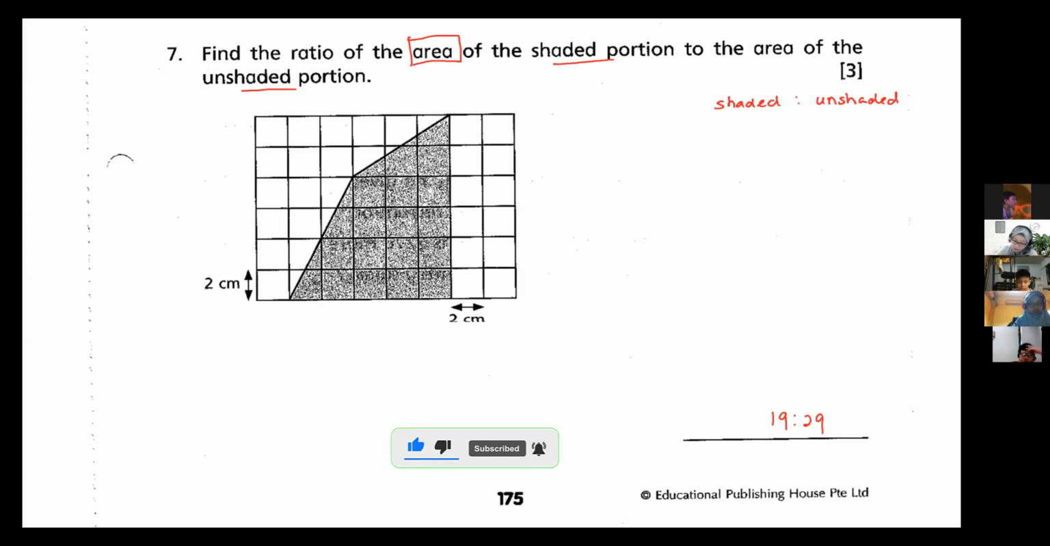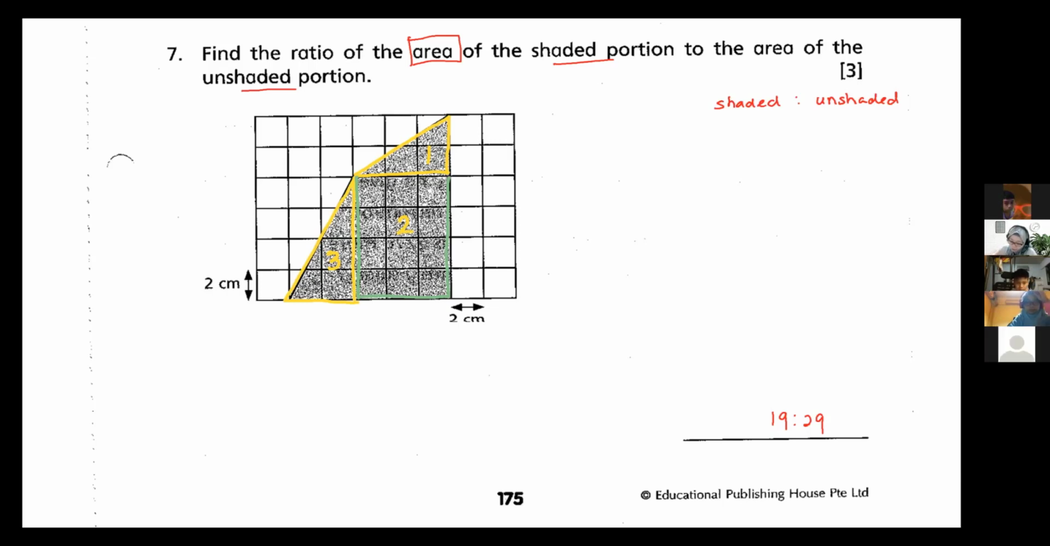From the figure that we have here, one thing I can do first is to divide this figure into three different parts. I have number one here, then another one here, then another one here. There are three different shaded parts. In other words, this is number one, this is number two, and this is number three. The shaded part has three different shapes.